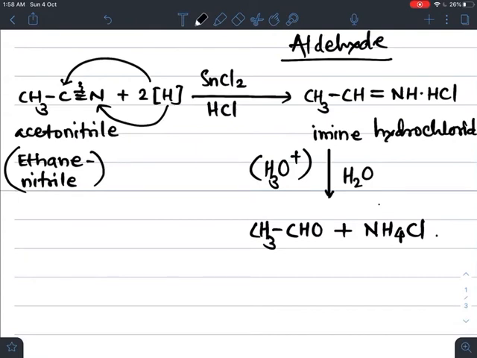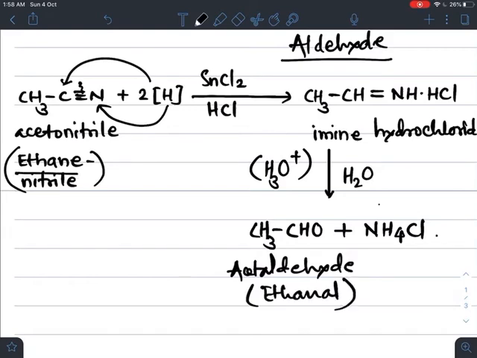So from acetonitrile we get acetaldehyde. The name of this aldehyde is acetaldehyde, or ethanal. So ethanal is prepared from ethane nitrile, or acetonitrile is converted into acetaldehyde. So this is about the preparation of aldehyde from cyanide or nitrile.